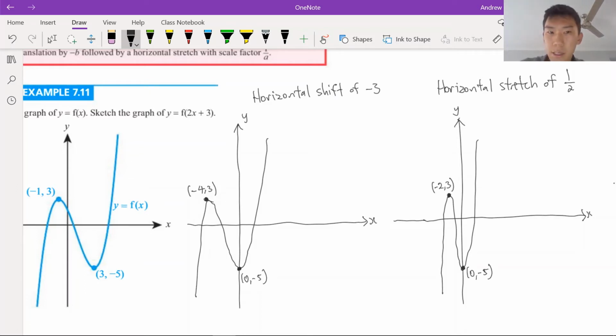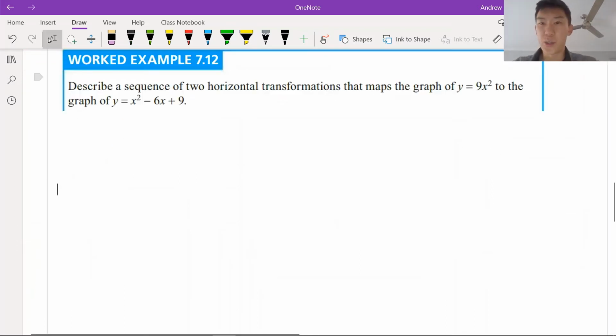So this would be f of x plus 3. Then this one would be f of 2x plus 3. And that's how we do that one. This one right here is a little bit tricky. It's a bit more algebraic.